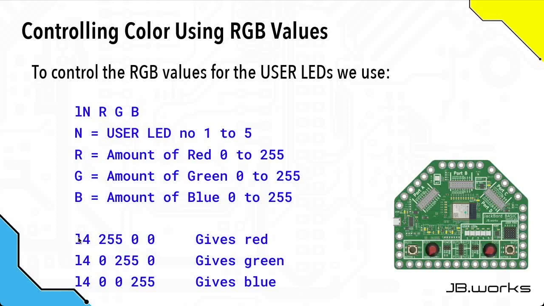So some examples here, these are all setting user LED number 4. So this will give red because we've got the red LED turned on full and green and blue turned off. This one's going to give green because red is off and blue is off and green is the only one on. And finally, this one is going to give blue because both red and green are turned off.